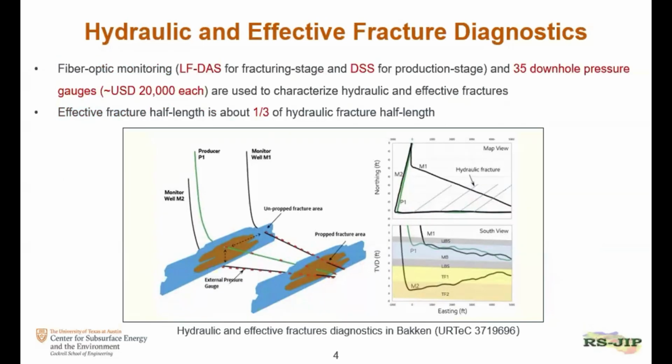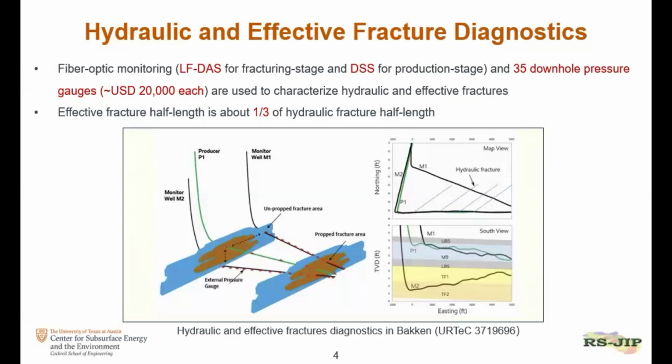Okay, so here's some of the literature review regarding how we can understand these fracture geometry better. For example, in the HFTS, we have a lot of fiber optics data, such as the low frequency DAS data for the wetted fracture, and also the DSS, which is the distributed strain sensing, for the effective fracture geometry. These are quite popular technologies to help understand the areal extent of these fractures.